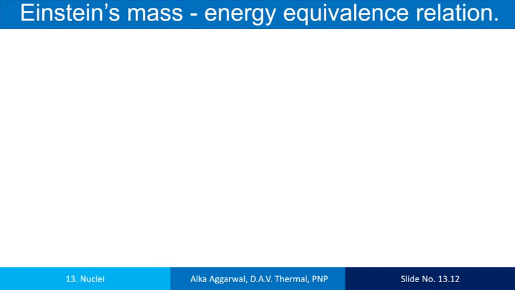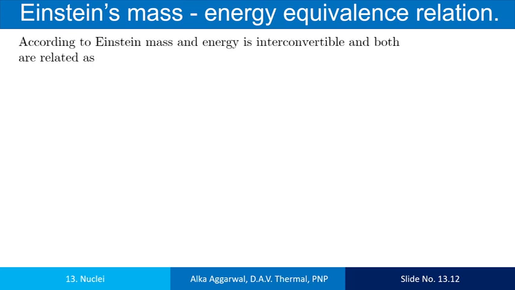Now the Einstein mass energy equivalence relation. You have studied this relation in class 11 also. Now we recall this relation. According to Einstein, mass is not constant. It can be converted into energy. So the energy produced by the mass m is given by this relation, where m is the mass of the substance and c is the speed of light in vacuum.